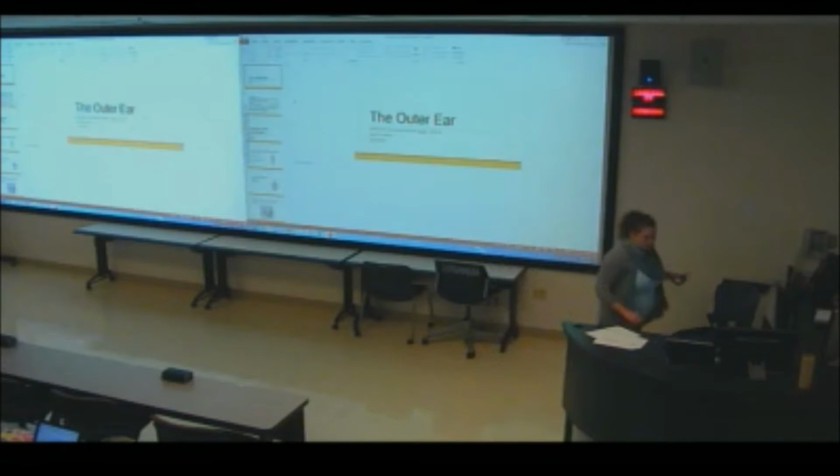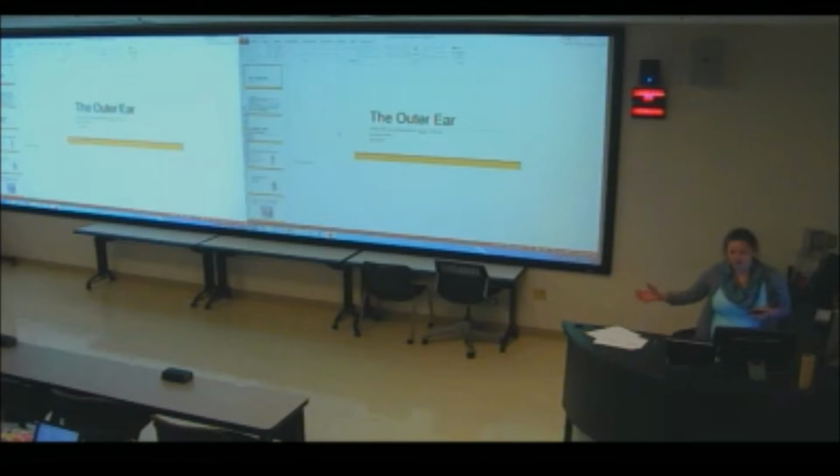Anatomy and physiology, we're going to be starting with the outer ear and working our way inside up through the central auditory nervous system all the way up to the cortex.